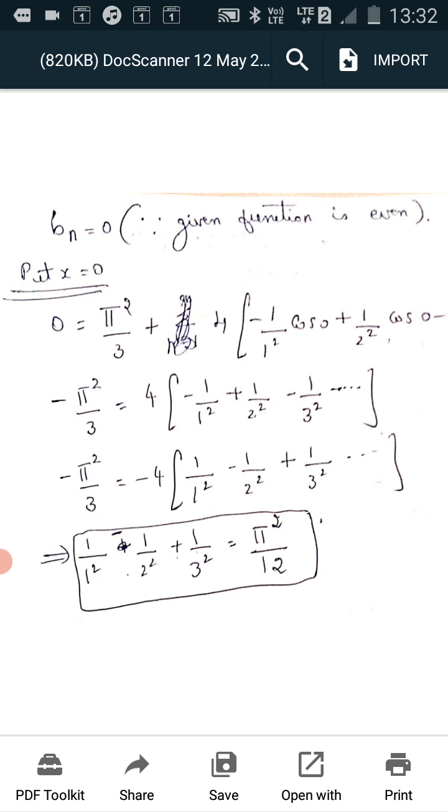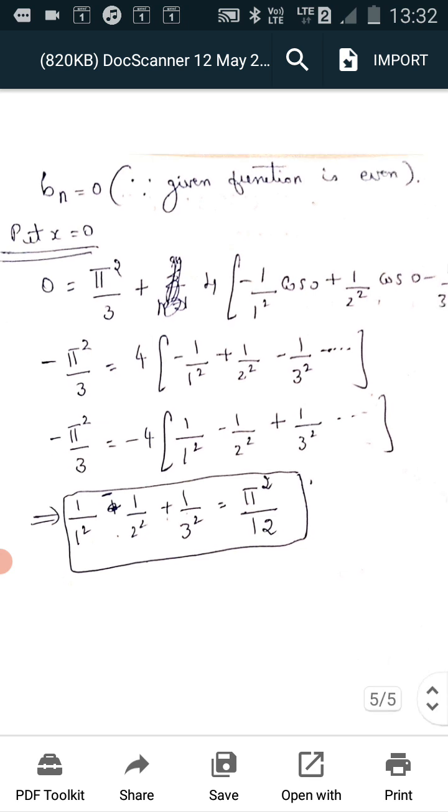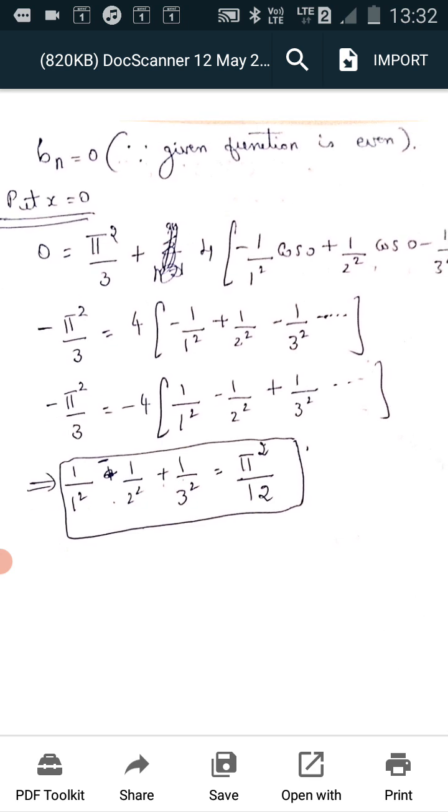To deduce the result for the second one, I have to substitute x equal to 0. Cos 0 value is 1, and we can take pi square by 3 to the left side. I will get the value as 1 by 1 square. Then I take minus 4 as common on the right side, and I will get the final result: 1 by 1 square minus 1 by 2 square plus 1 by 3 square equal to pi square by 12.